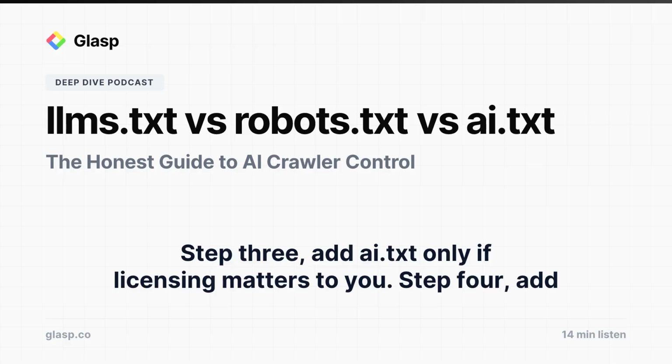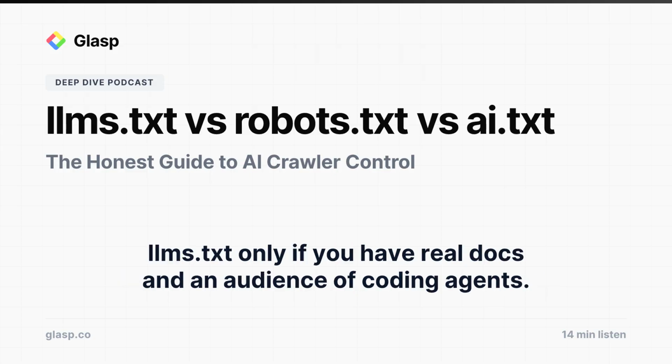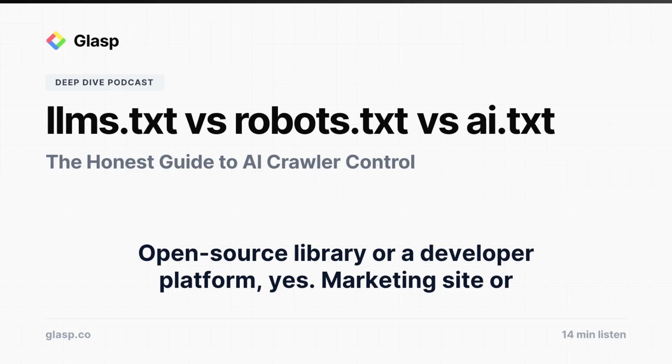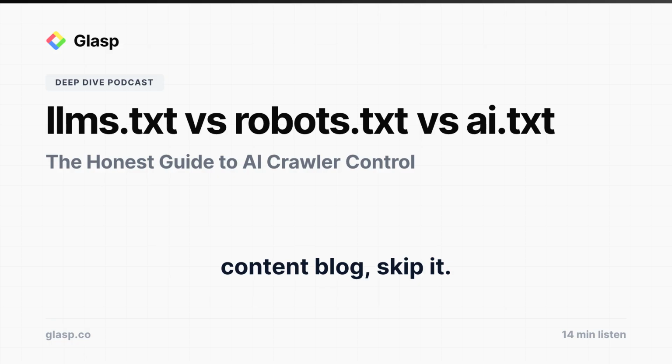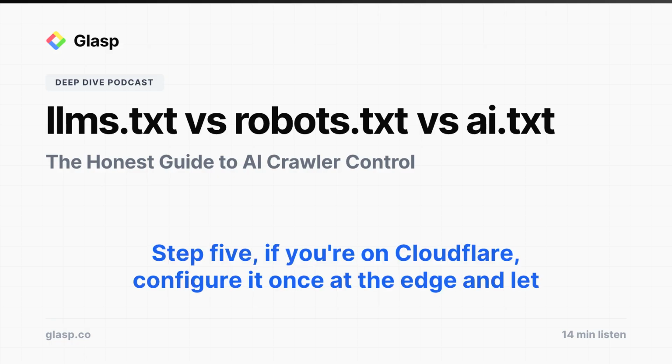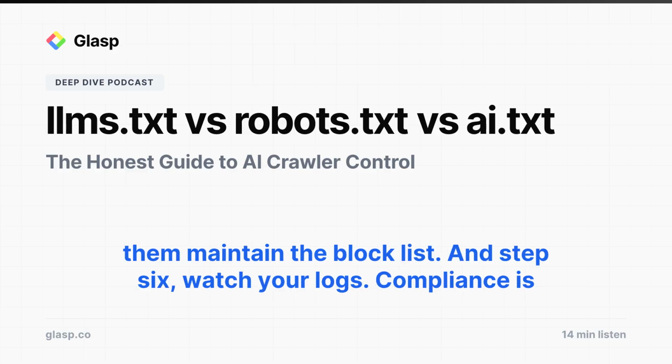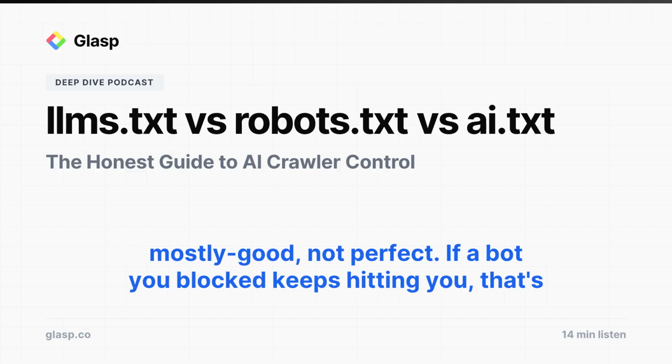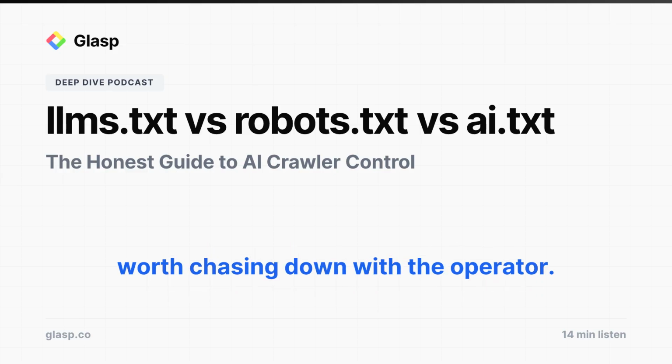Step 3. Add ai.txt only if licensing matters to you. Step 4. Add llms.txt only if you have real docs and an audience of coding agents. Open source library or a developer platform, yes. Marketing site or content blog, skip it. Step 5. If you're on Cloudflare, configure it once at the edge and let them maintain the block list. And step 6, watch your logs. Compliance is mostly good, not perfect. If a bot you blocked keeps hitting you, that's worth chasing down with the operator.